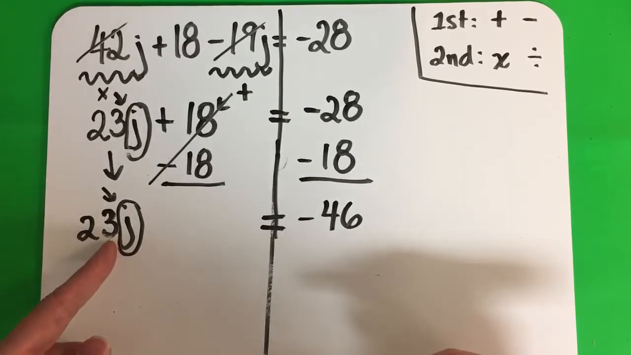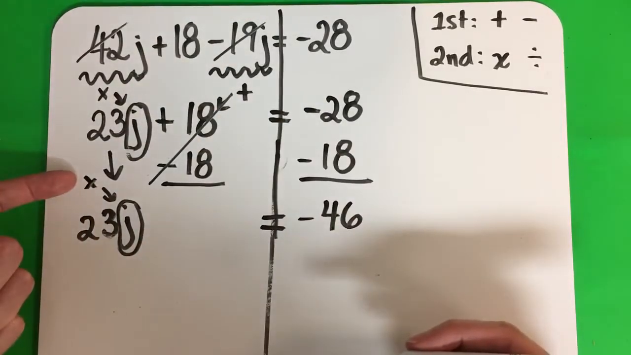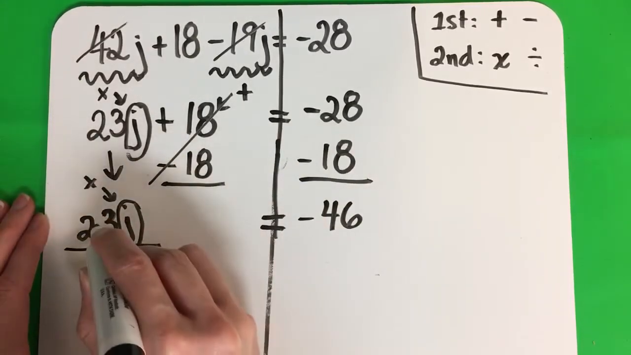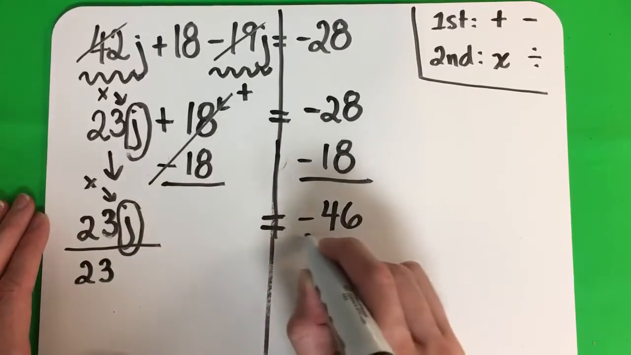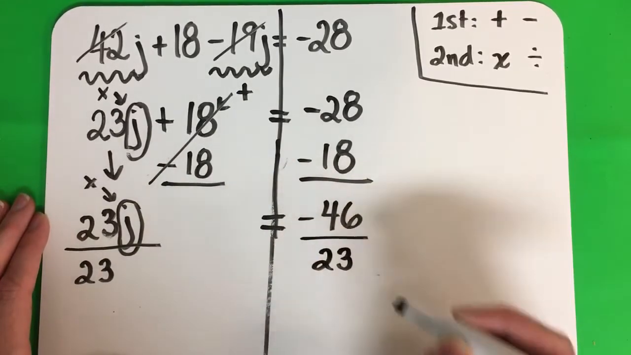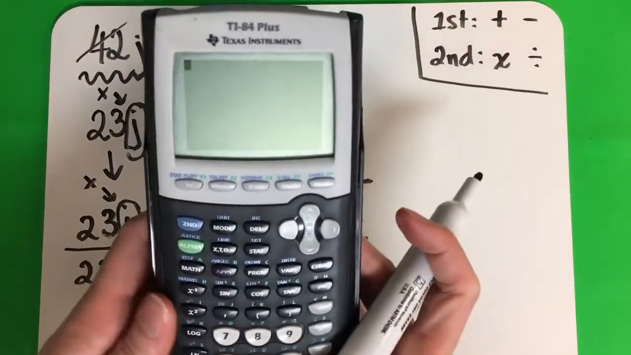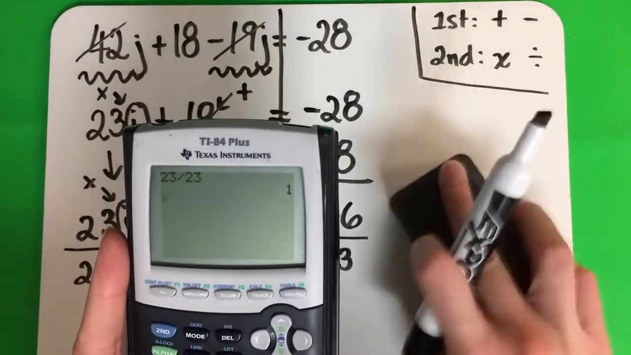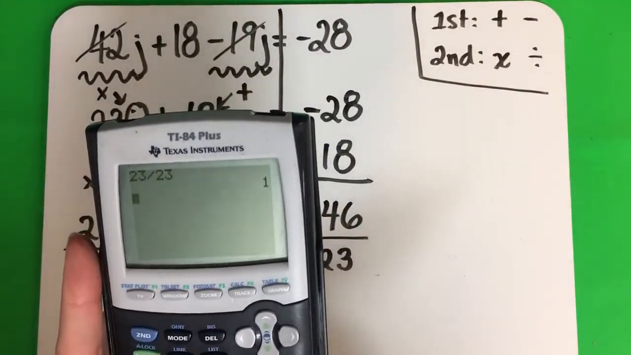Nothing. Nada. Multiplication. What's the opposite of multiplication? El contrario de multiplicación? Divide. División. So divided by 23 and copy. Divide 23. So 23 divided by 23 is 1, es uno. So basically it's canceled.